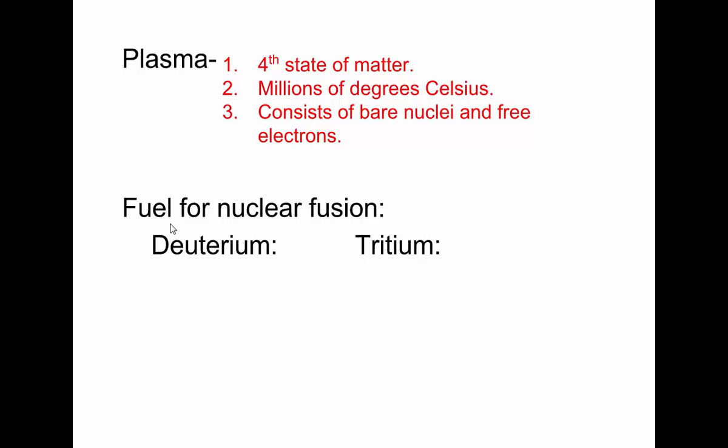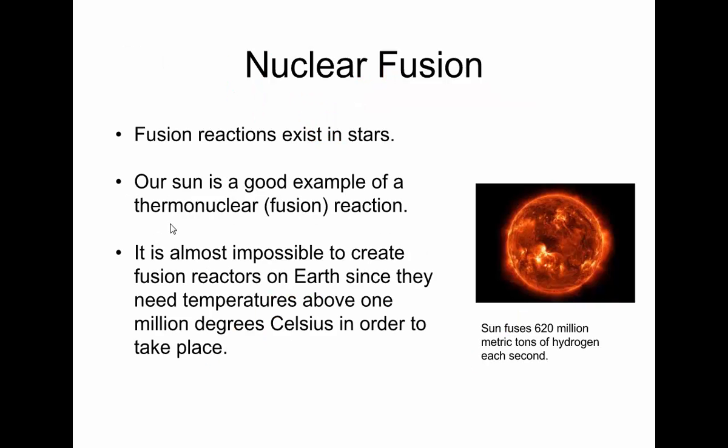And so nuclear fusion can utilize two different isotopes of hydrogen, deuterium and tritium. The names come from the atomic mass. Deuterium has an atomic mass of 2, tritium has an atomic mass of 3. And if we have these two nuclei fusing together, they could form one atom of what? Helium. And that's what happens in nuclear fusion. It exists in stars, like the sun.